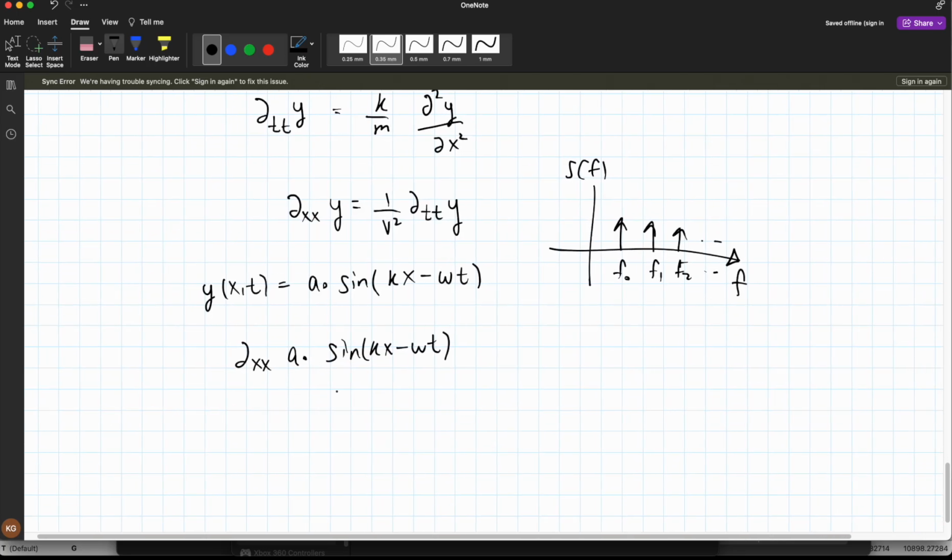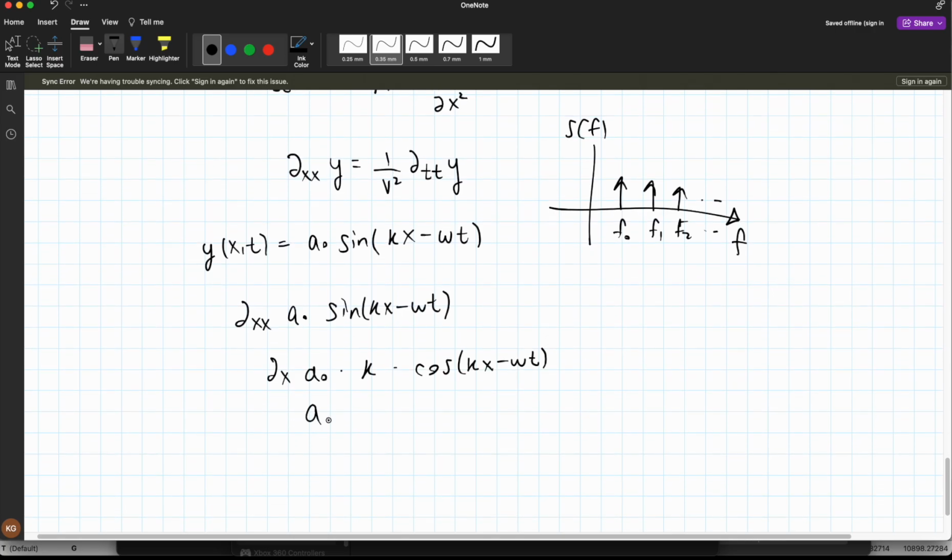Well, when we take one derivative, we get a cosine, and it pulls out a factor of k. So we get dx a naught times k times cosine kx minus omega t. And then we do the derivative again, we get a naught, cosine becomes sine, we get another factor of k, and a minus sign because the cosine becomes sine. This is just calculus. If you haven't seen it, that's okay too. Just remember the spring analogy. Minus k squared times sine kx minus omega t.